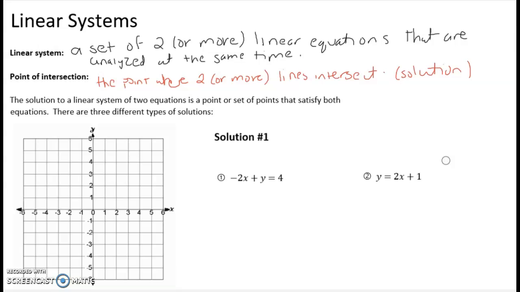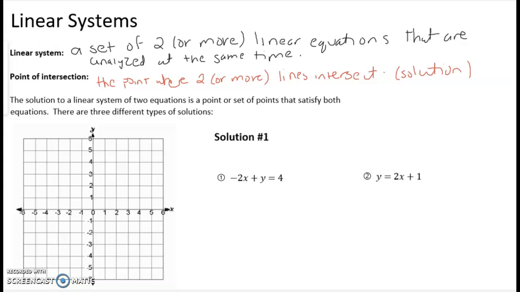So a linear system is a set of two or more linear equations that are analyzed at the same time. The point of intersection is the point where two or more lines intersect, and that is called a solution. The solution to a linear system of two equations is a point or set of points that satisfy both equations, and there are different types of solutions.